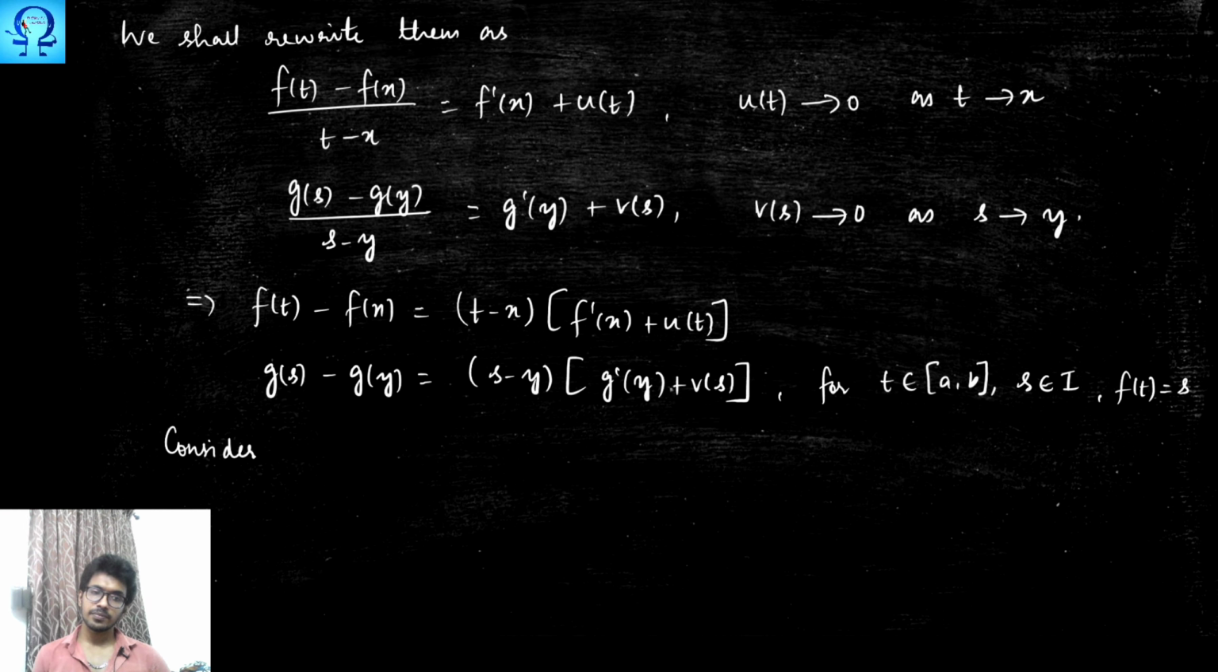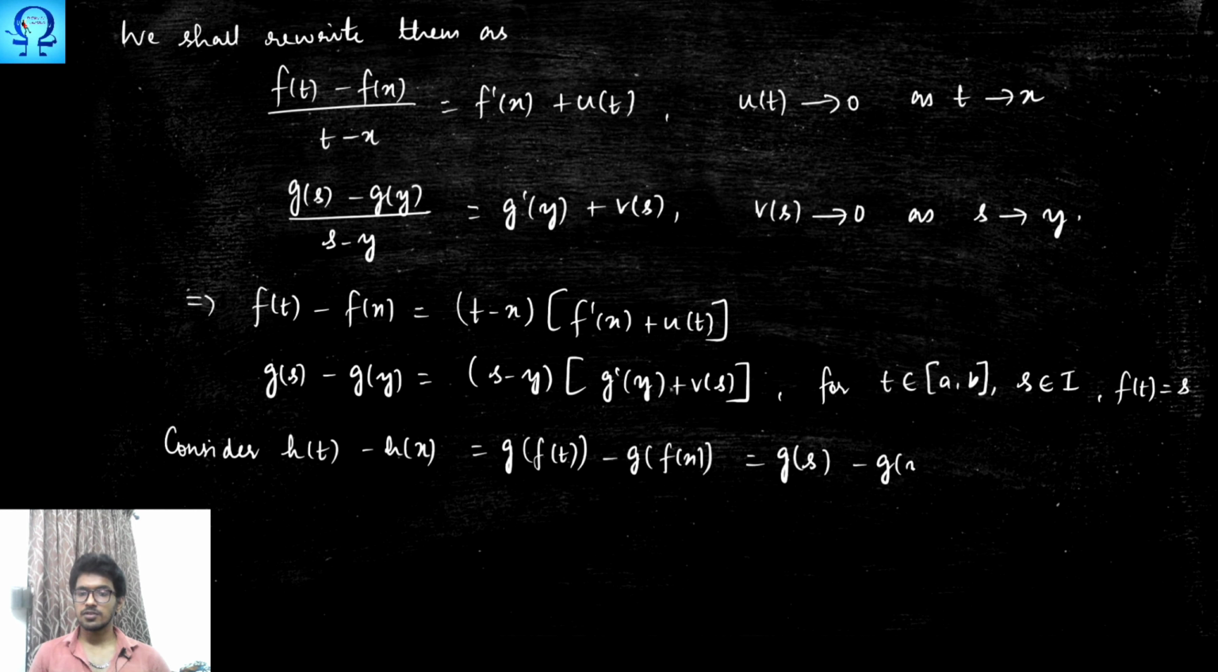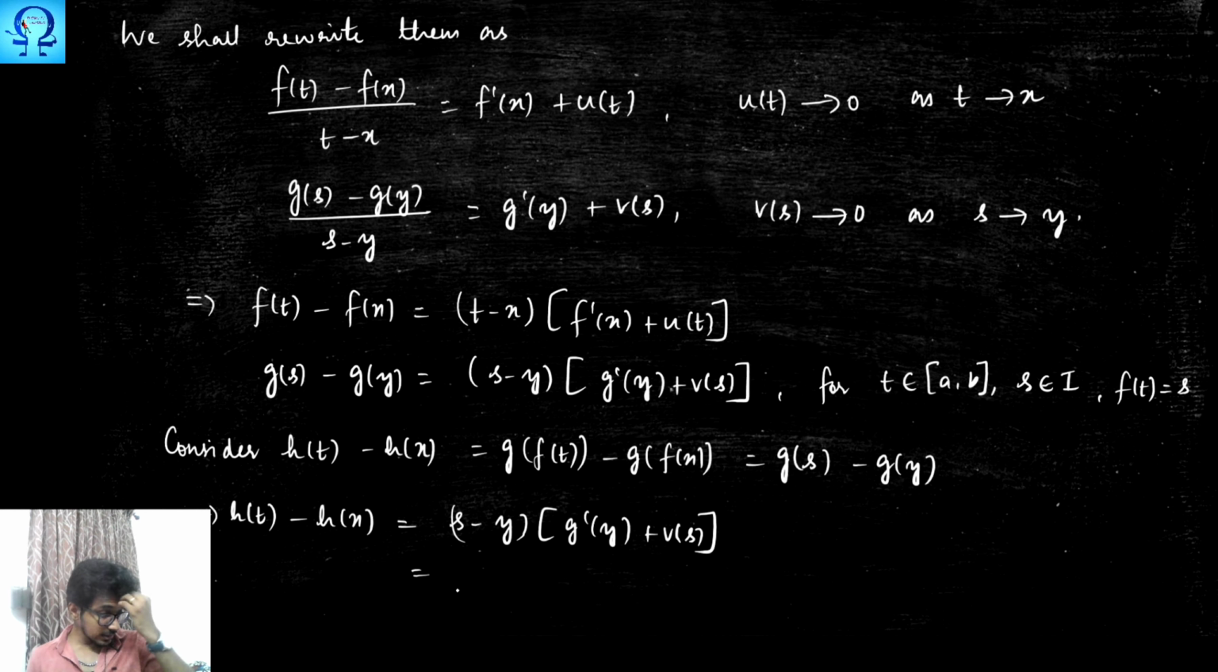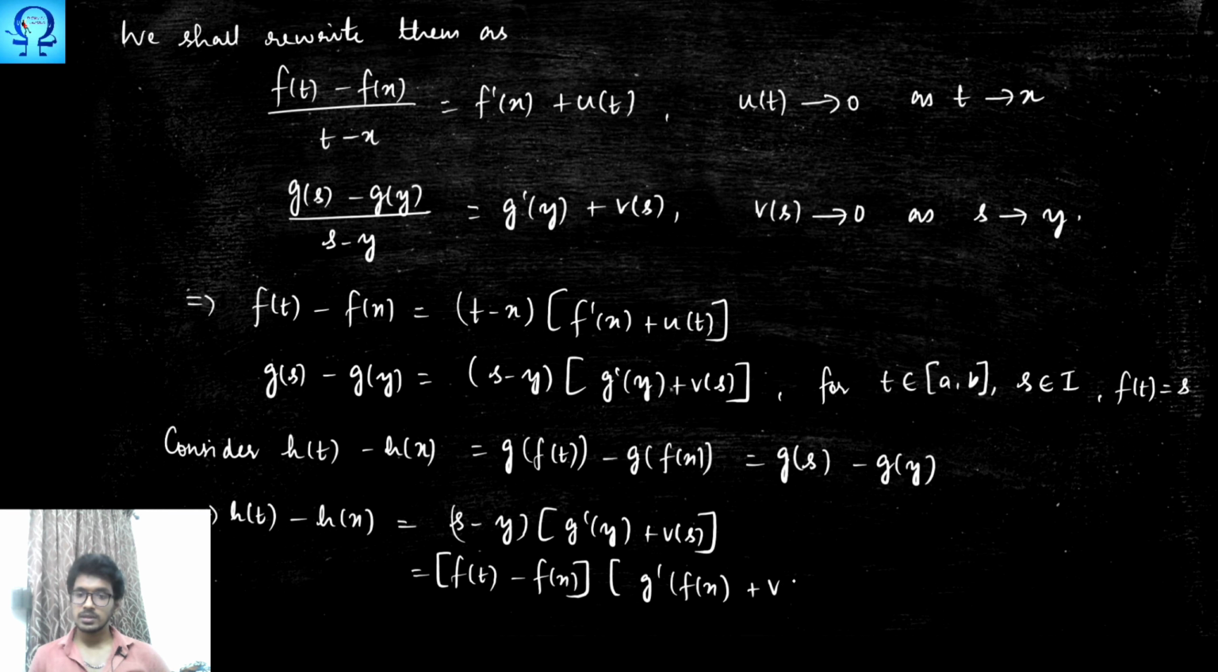Let us consider h of t minus h of x. This is nothing but g of f of t minus g of f of x, which is simply g of s minus g of y. So h of t minus h of x is g of s minus g of y, that is (s minus y) times (g prime of y plus v of s). And what is this s? This is f of t and this is f of x, and y is f of x, so we get g prime of f of x plus v of f of t. Now we'll have to substitute the value of f of t minus f of x as well.